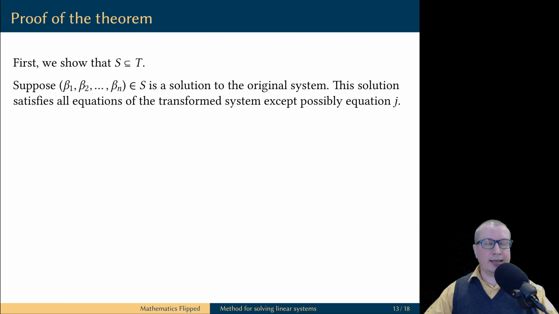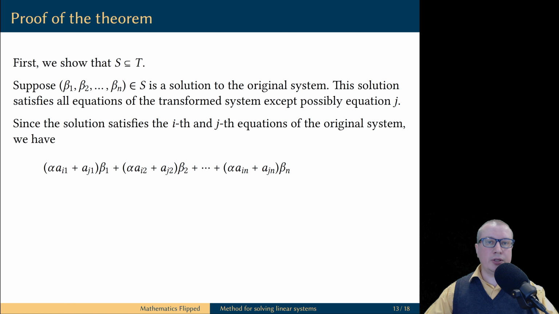I'm going to take any solution of the original linear system, beta 1, beta 2 through beta n, and I would like to show that it is also a solution of the transformed system. We know that the two systems have the same equations except equation number j, so this solution automatically satisfies all equations of the transformed system except possibly equation number j. I'm going to substitute betas into the left-hand side of the equation number j of the transformed system.